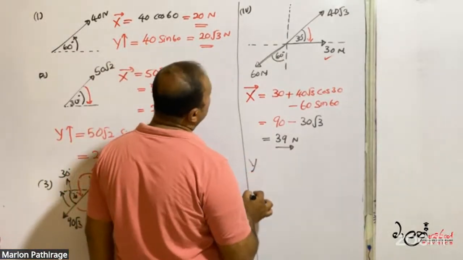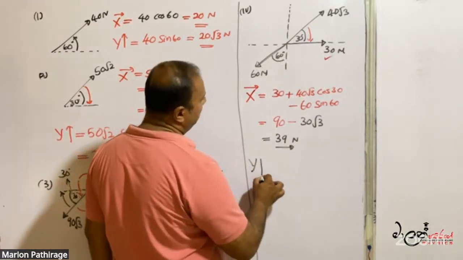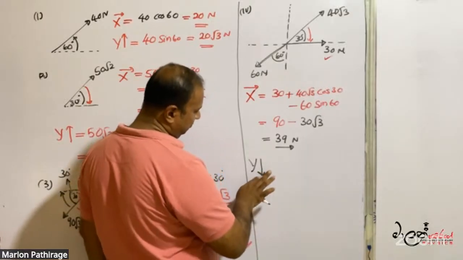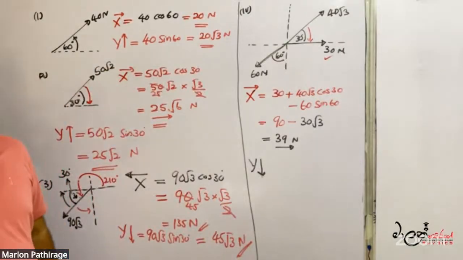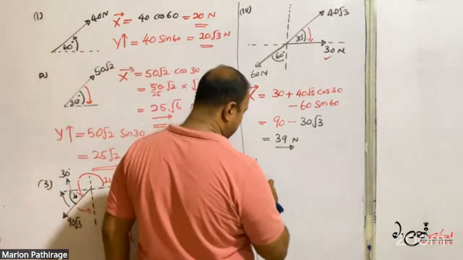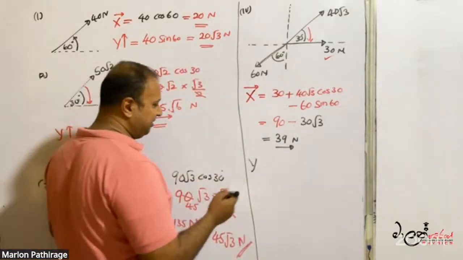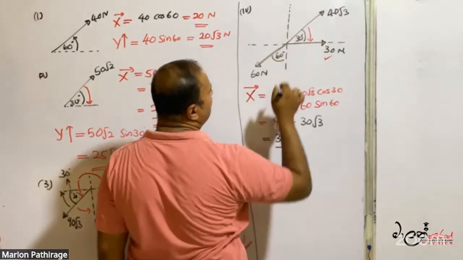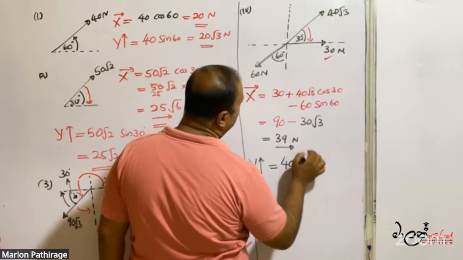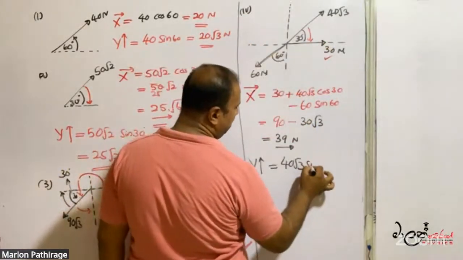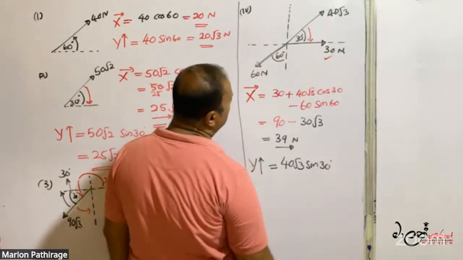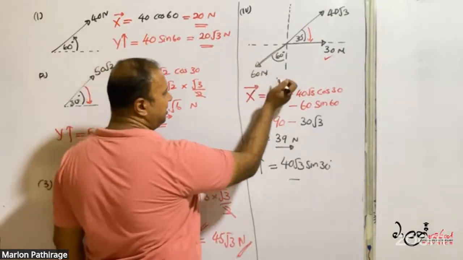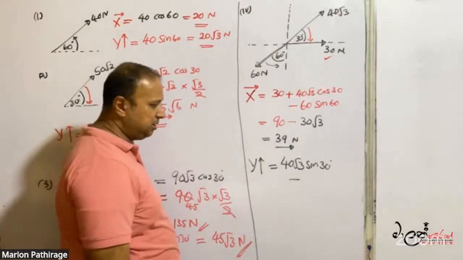Then the y direction. I'm going to take the upward direction as positive. Upward direction. Negative: 40 root 3 sin 30. Minus, this one is in the downward direction, 60 cos 60.